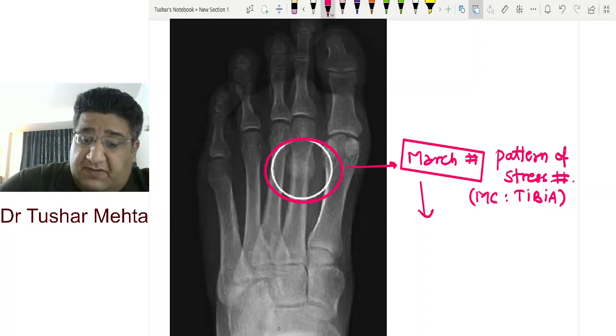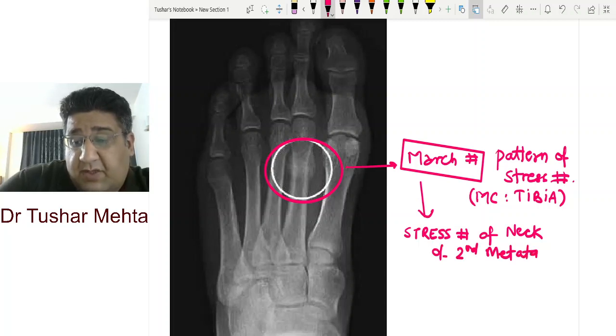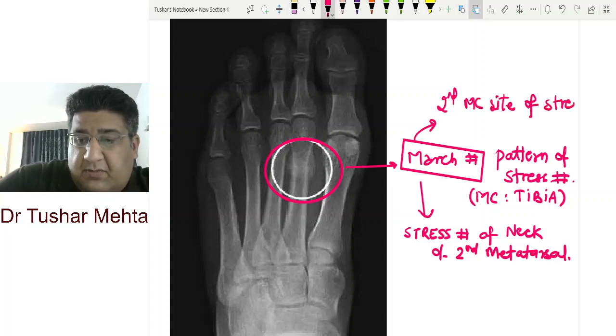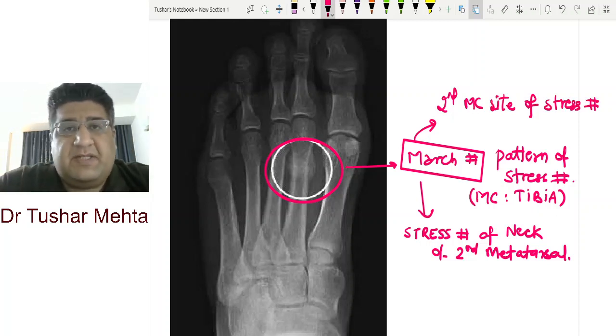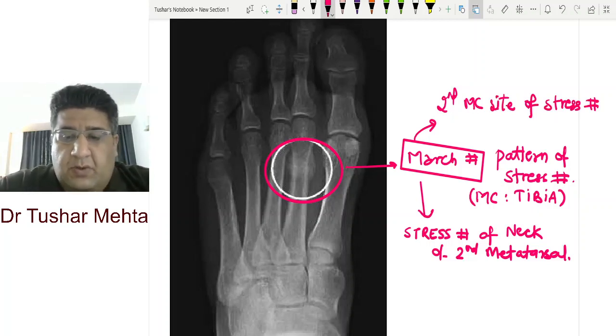But what is march fracture? March fracture is stress fracture of the neck of the second metatarsal. In other words, if I may summarize to all of you, march fracture is technically the second most common site of stress fracture. So overall, the most common site for stress fracture is the tibia, followed by the second metatarsal, that too which part? Neck, and that is what is called march fracture. So that is something that I want all of you to understand.